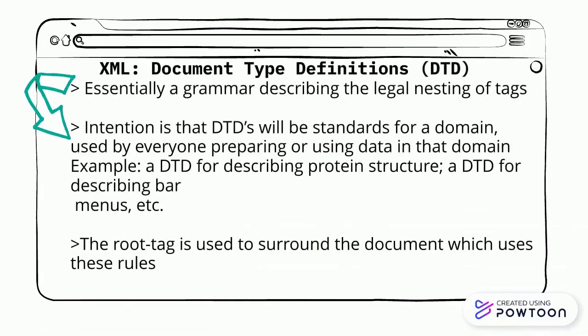XML, Document Type Definitions, DTD. Essentially a grammar describing the legal nesting of tags. Intention is that DTDs will be standards for a domain, used by everyone preparing or using data in that domain. Example, a DTD for describing protein structure, a DTD for describing bar menus, etc. The root tag is used to surround the document which uses these rules.